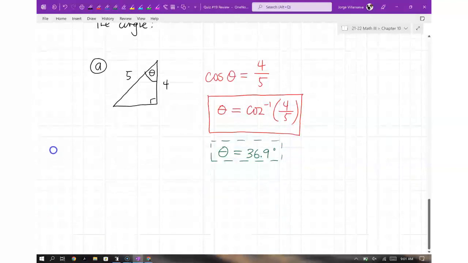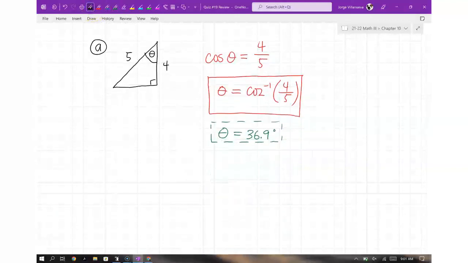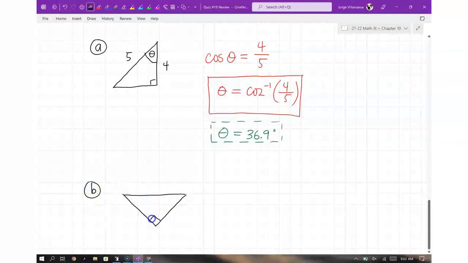Okay, so let's do one more of these, and then we're pretty much done. At least I think we are. Yeah, we'll be pretty much done at that point. So part B. And we'll make this part our theta, and let's put 10 and 12.